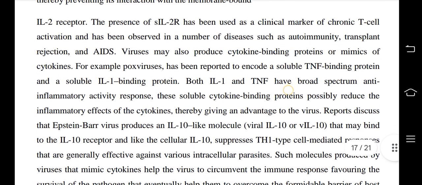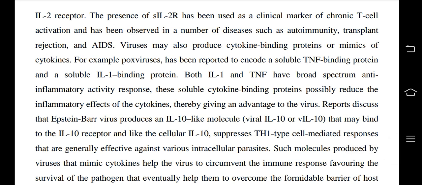Viruses may also produce cytokine-binding proteins or mimics of cytokines. For example, pox viruses have been reported to encode a soluble TNF binding protein and a soluble IL-1 binding protein. Both IL-1 and TNF have broad spectrum pro-inflammatory activity. These soluble cytokine-binding proteins possibly reduce the inflammatory effects of the cytokines, thereby giving an advantage to the virus.